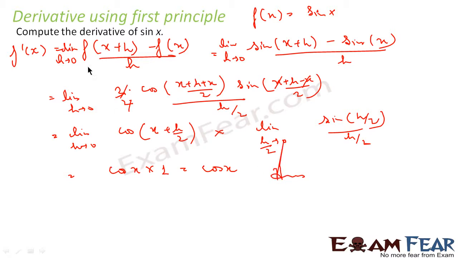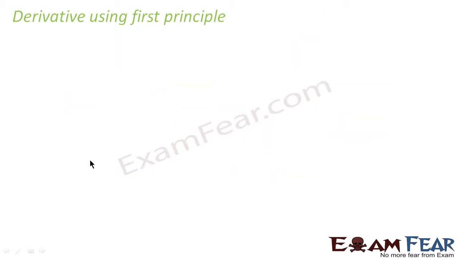What we have done is we have just used this formula: f'(x) is nothing but f(x plus h) minus f(x) by h, and we got sin(x plus h) minus sin x by h. Then we used this formula: sin a minus sin b is nothing but 2 cos((a plus b) by 2) into sin((a minus b) by 2). And then we used this formula again, that sin x by x, where x tends to 0, is equal to 1, and got the answer.